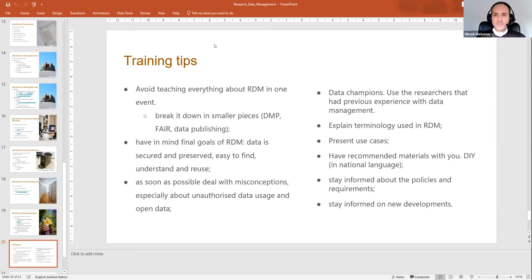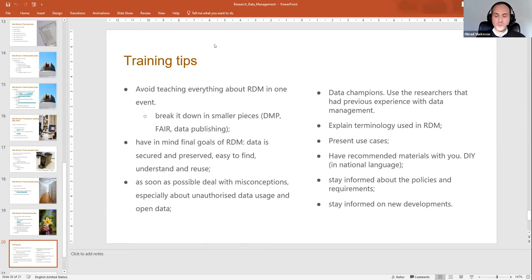Data champions are always good to have with you. Like I said, researchers who had previous knowledge and experience with data management. We had some in our presentations. It is a very helpful thing to have. Like I say, explain terminology. It is good to have a glossary that you can provide to them to look upon.